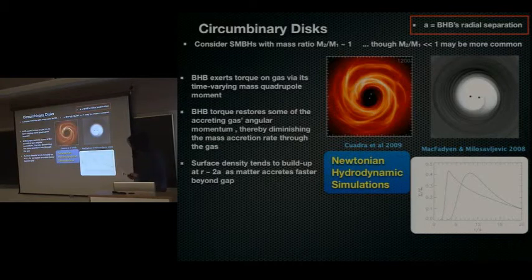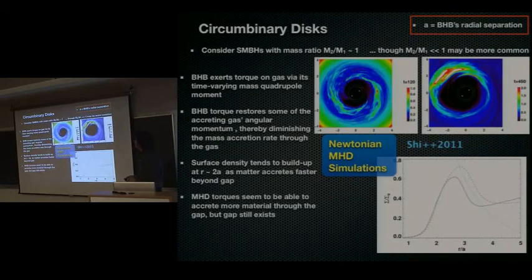These individuals also focused on the equal mass binary, and they find that, yes, the binary torques the gas that is falling into it, and it creates this gap. There is very little material within the gap. The material that accretes from the outer portion of the disk piles up at the outer edge of the gap. This gap tends to appear at around 2 times the separation. I'll use A throughout the talk, and A is going to be the separation of the binary. So those were hydrodynamic simulations.